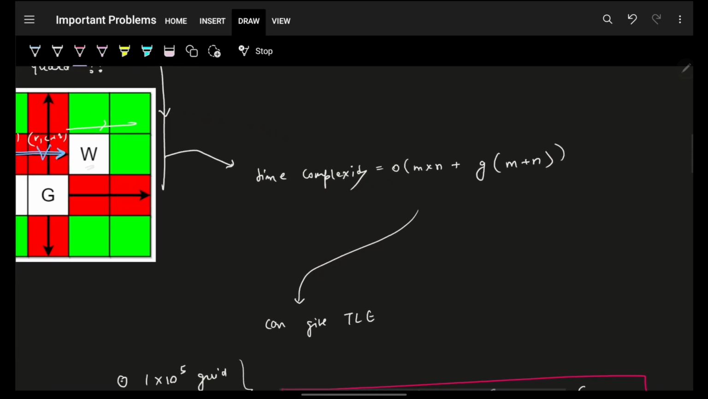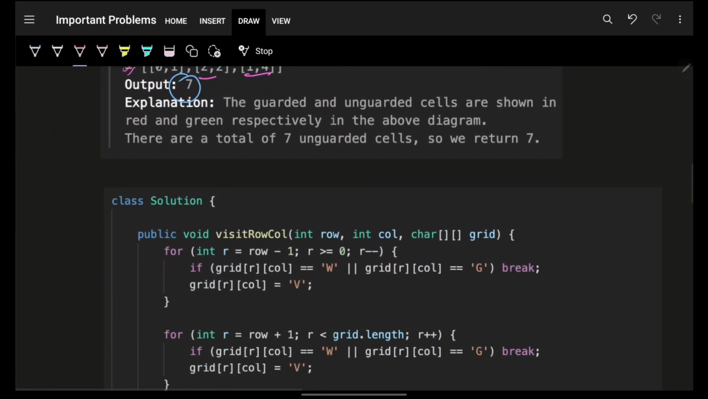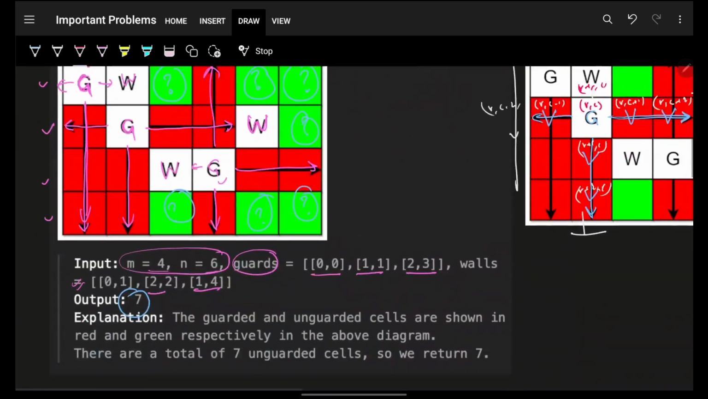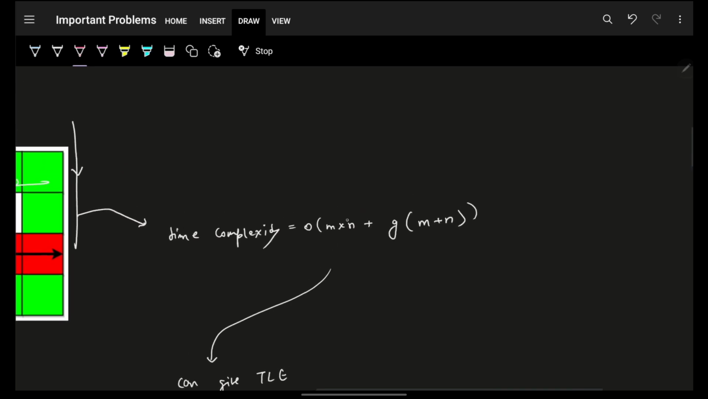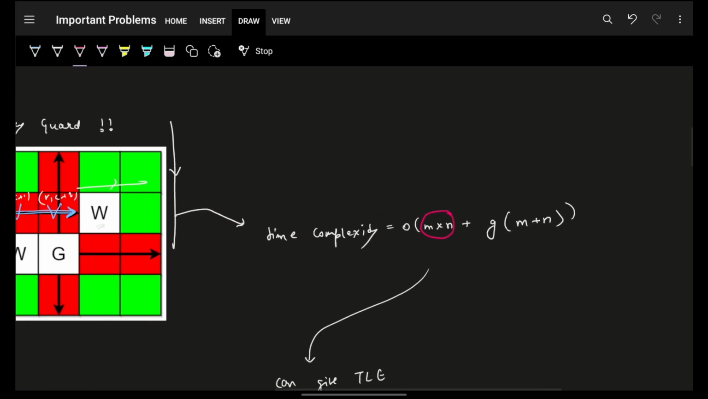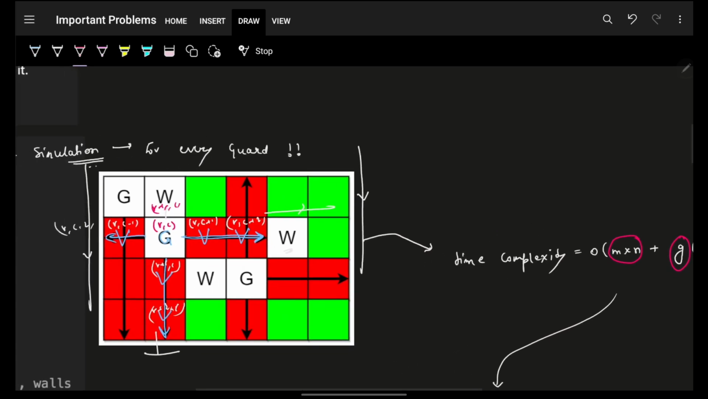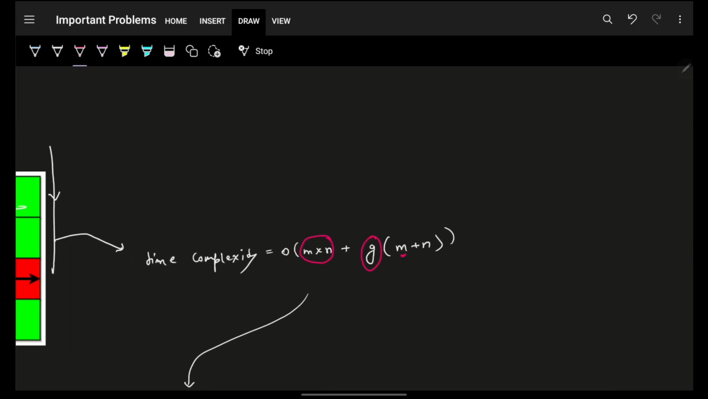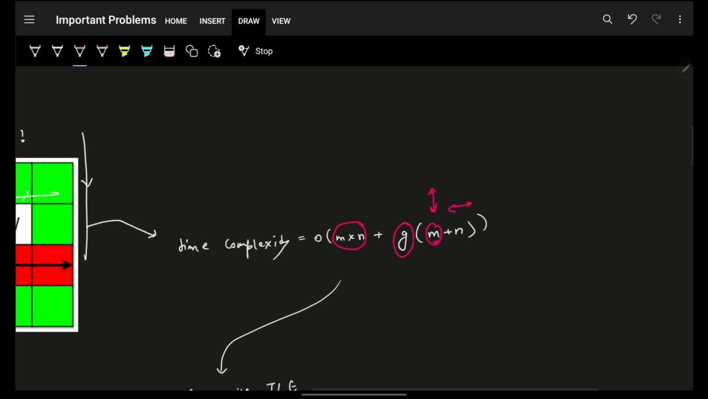Now, what is the complexity? We are given a grid, and that grid is m cross n size. So firstly, I will make a grid. Then, for each guard, I am traversing in four directions, which means up, bottom, right, left. So I will at max traverse the entire vertical portion and the entire horizontal portion. That's it. So for each guard, this will be the complexity.